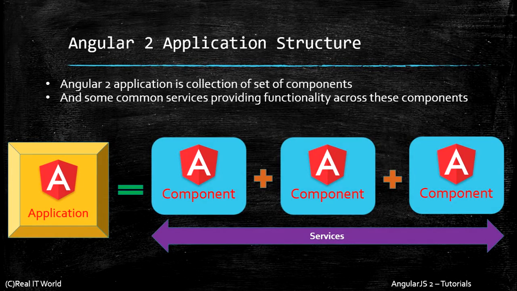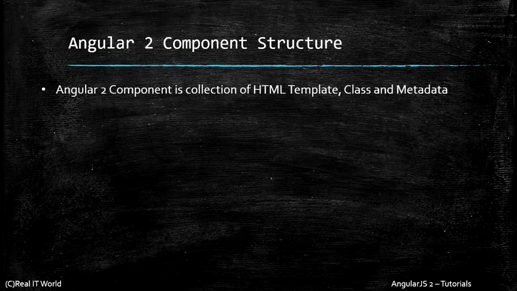Next is Angular 2 component structure. So here the application is a collection of set of components. Then what is this component? So let's look at component structure. A component is a collection of HTML part, coding part, and metadata part. So to represent the component's HTML part, we can use an HTML template. To represent the component's code, we can use a class. To find out extra information about the component, we can use metadata.